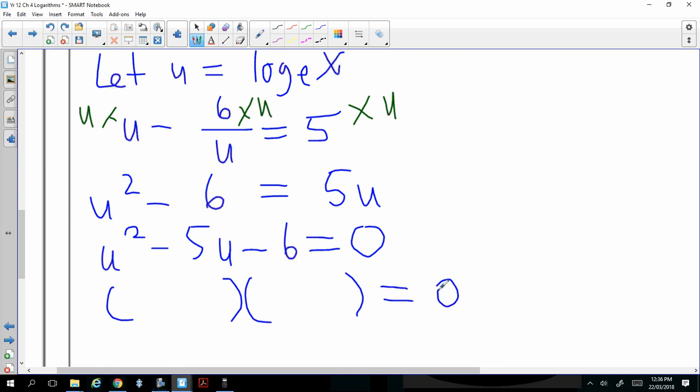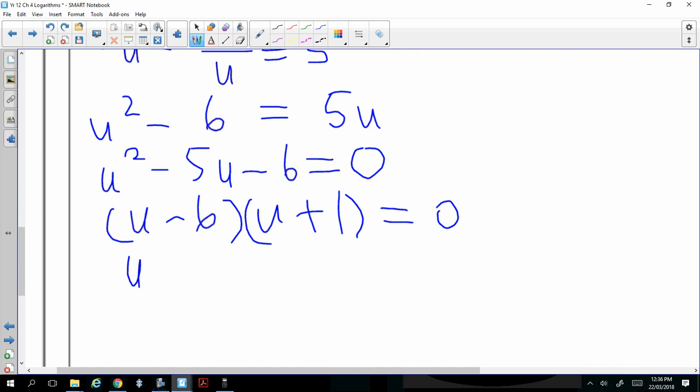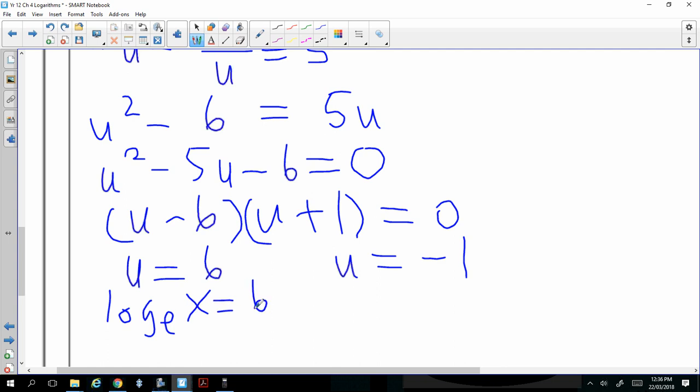But don't forget, we're trying to find x. What's u equal to? Log base e of x, right? So you have to find what x is. And to do so, you have to write it in index form. x equal to e to the power of 6 or x equal to e to the power of negative 1. So that's your final answer.